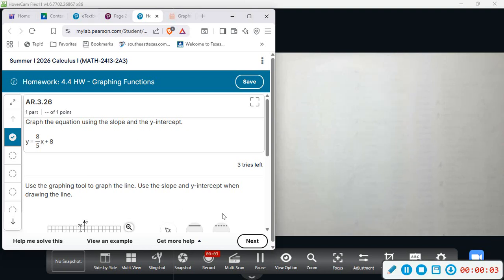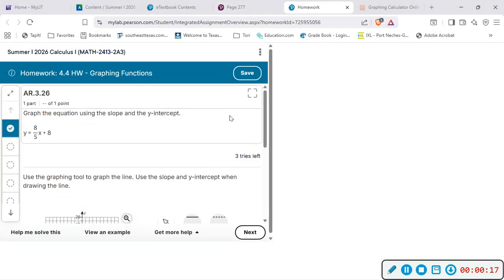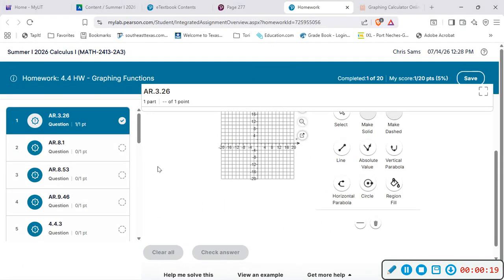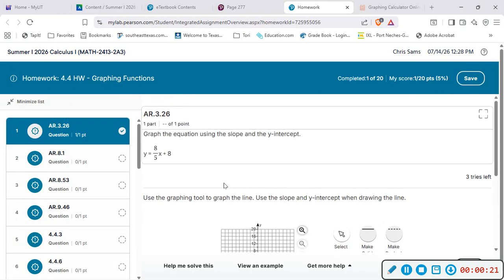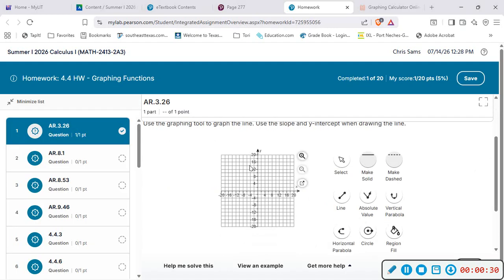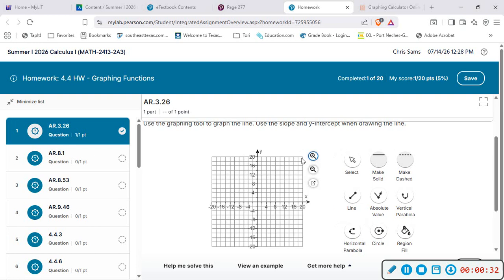All right, 4.4, number 1, graphing functions. We want to graph the equation using slope-intercept form. We're given a linear equation here. We'll go ahead and make this full screen since we'll just be using the graphing tools. So what we want to do is start by graphing the y-intercept, and then we're going to use the slope, rise over run, to find the second point, and then it'll plot for us.